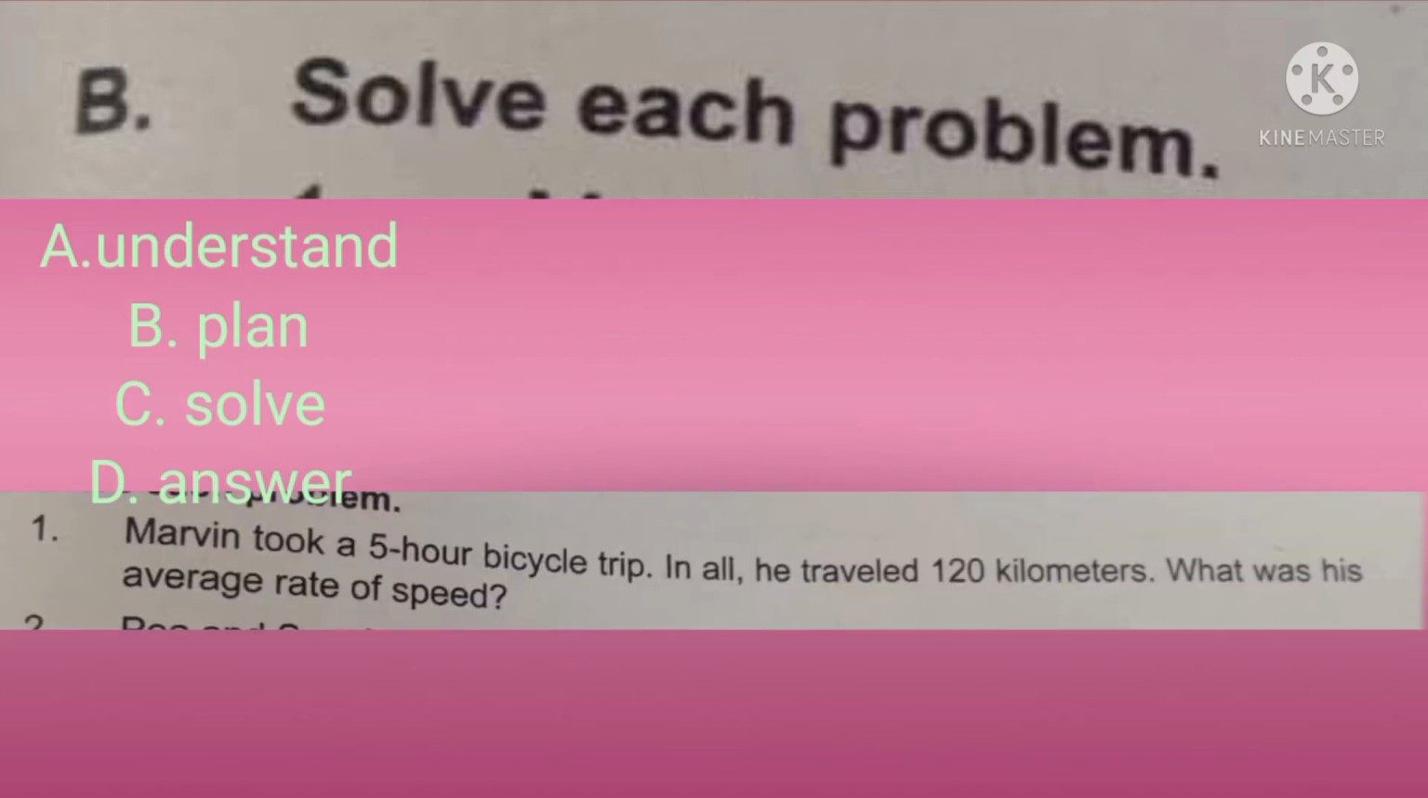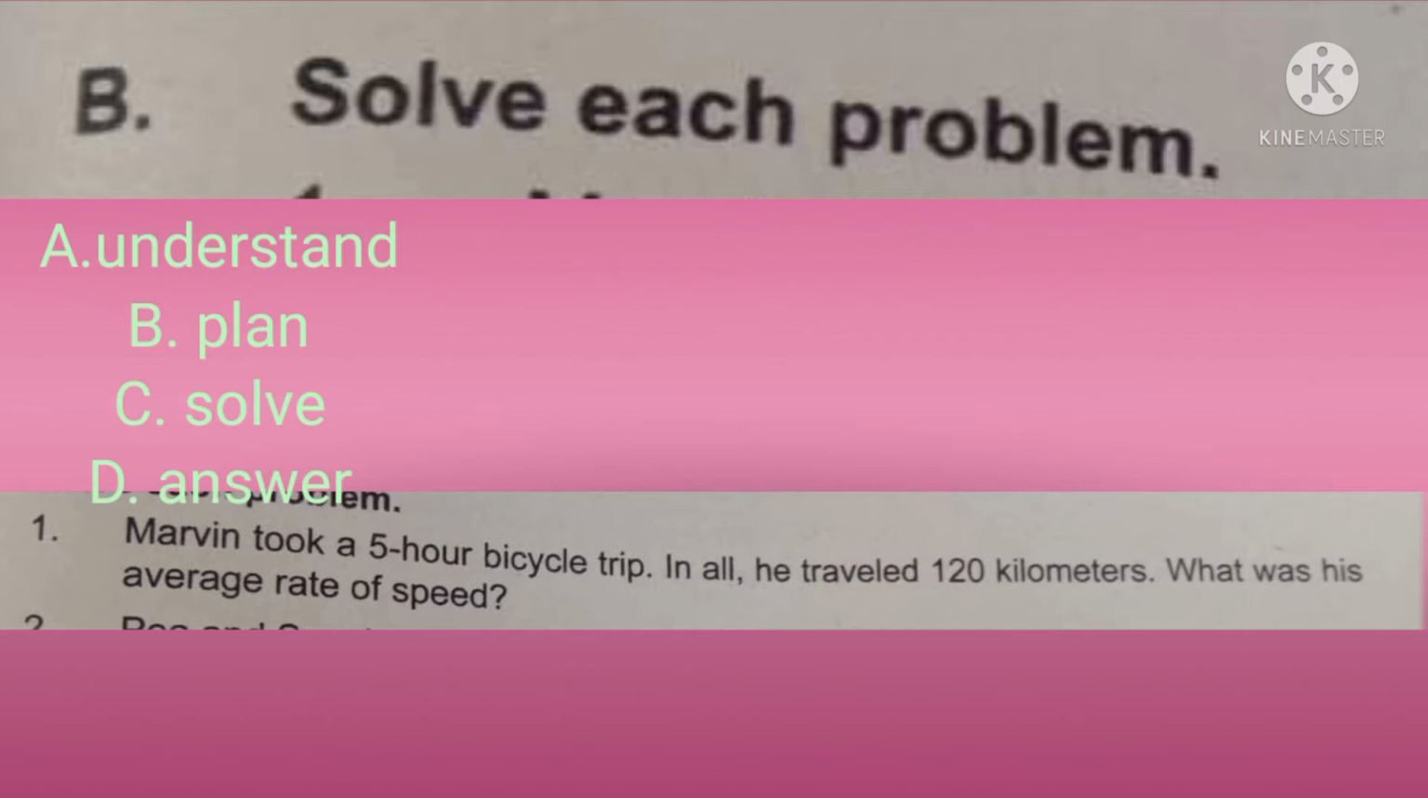Number 1, Marvin took a 5-hour bicycle trip. In all, he traveled 120 kilometers. What was his average rate of speed? So in the procedure number 1, understand what is being asked. What was the average rate of speed? So he will ask the average speed. And what are the given facts? 5-hour bicycle trip and 120 kilometers.